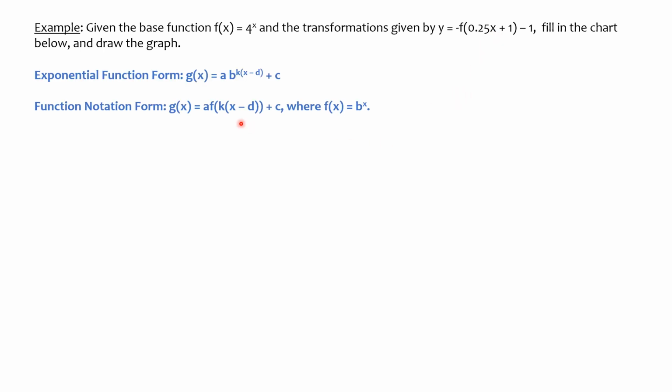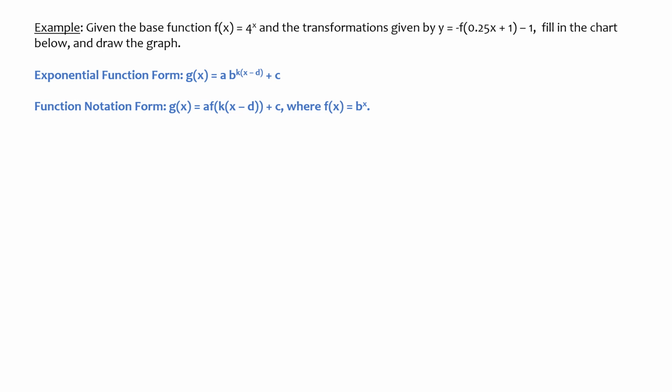So here again are your two forms. Function notation form, where everything is kind of on one line. The exponential function form is easier to read. I can identify things a little easier. So what we want to do is take these numbers and set them up in the proper format. I can see that right in front of the f, that's the a. So my a must be a -1. The next number is a k, so here's my k, that's 0.25, which is 1/4. Remember, we have to factor. That was way back on a previous slide. This is not factored, so we're going to have to factor this out.